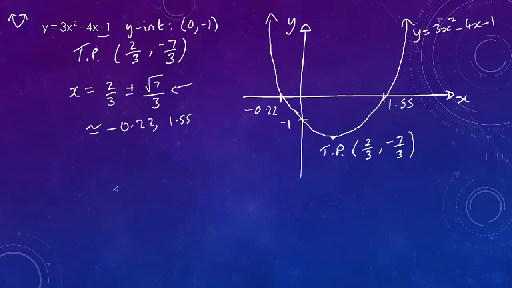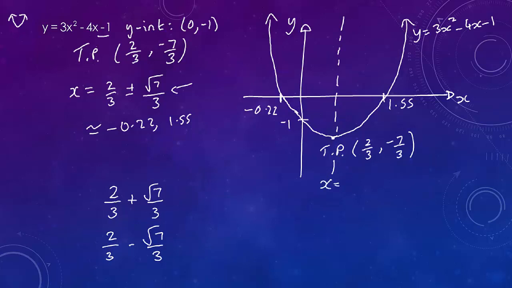And just look at the x-intercepts for a moment: 2/3 plus root 7 over 3, and 2/3 minus root 7 over 3. We know that this graph is symmetric about a vertical line through the turning point. That would be the line x equals 2/3. You don't necessarily need to add that to the sketch unless you're asked for it. But we can see that from the exact nature of the roots.